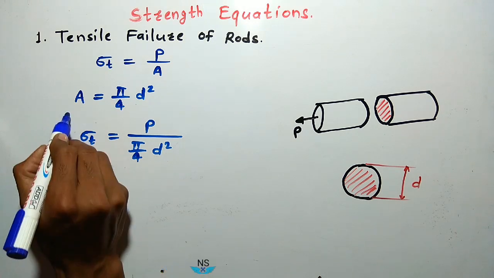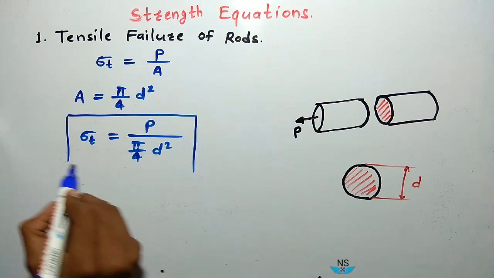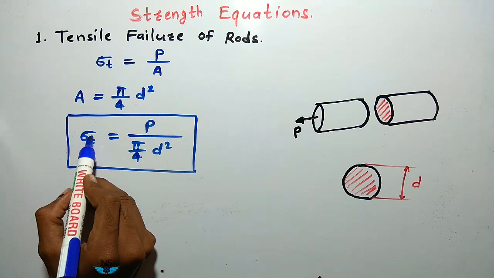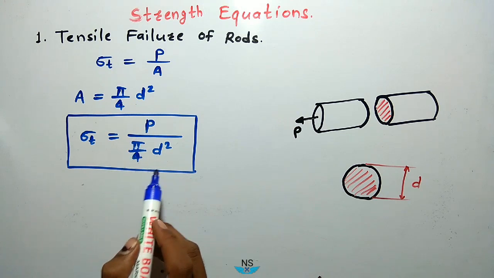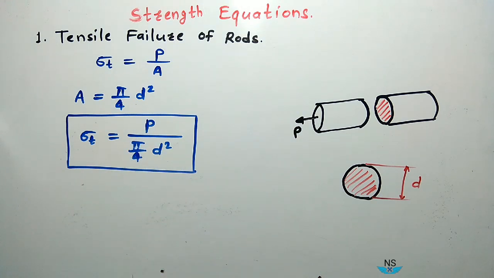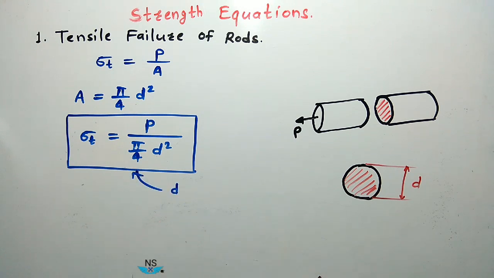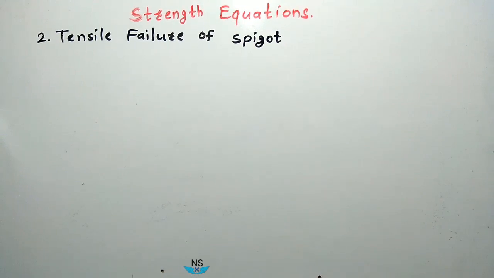So this is the first strength equation in quarter joint. In that equation sigma t is known, P is known, only d is unknown. So you can determine d from this equation, that is the diameter of rod. Now let us see the second type of failure, that is the tensile failure of spigot.